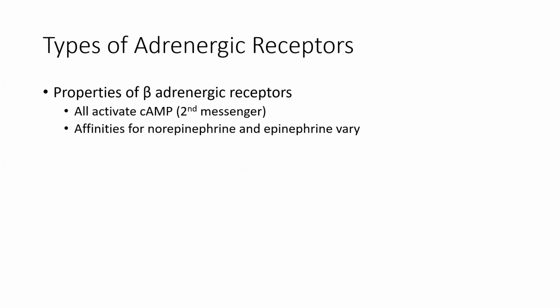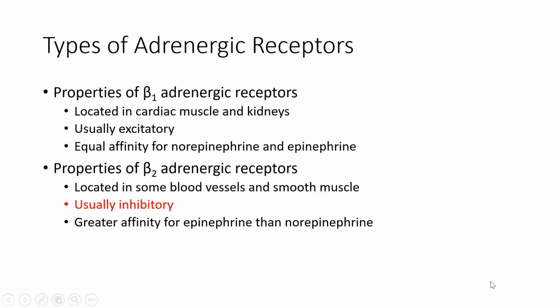So beta receptors all activate cyclic AMP. So they have a second messenger, and we'll talk about this going forward, but their second messenger is going to be cyclic AMP. That's what's going to help bring about cellular response. And then they have different affinities, right? Whereas all of the alpha receptors prefer norepinephrine, beta receptors have different affinities among themselves.